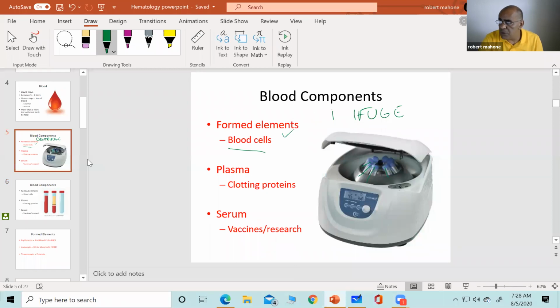All right, so those are the three components of blood: the formed elements, known as our blood cells; the plasma, which still contains the clotting proteins. If you take the blood cells and the clotting proteins out, what you have left is called serum, the liquid part of blood. There are still some markers and that type of stuff in the serum, but no transfusible value. Used primarily for vaccines and research. So that's how you separate the three components of blood, and know what they are: the formed elements, the plasma, and the serum.